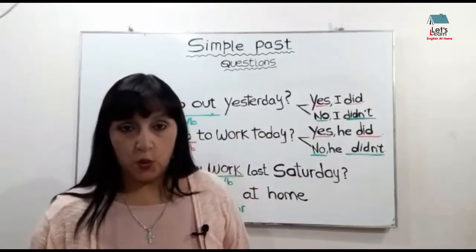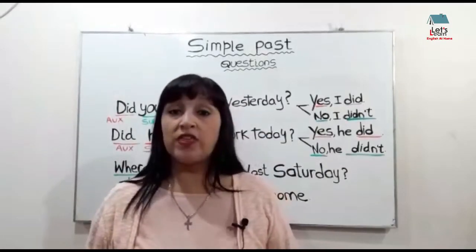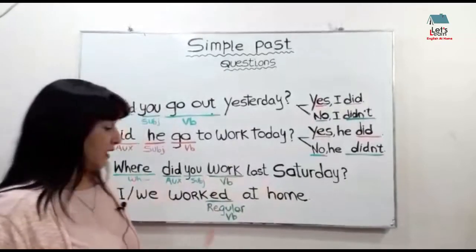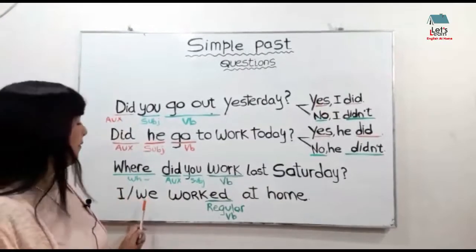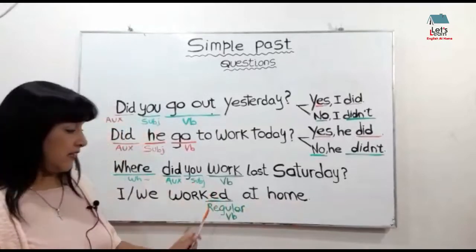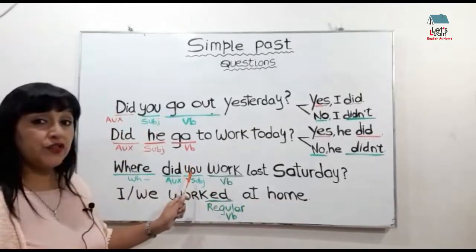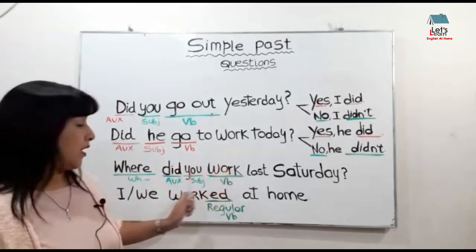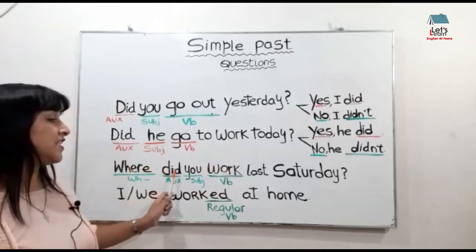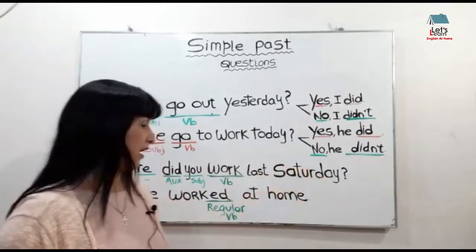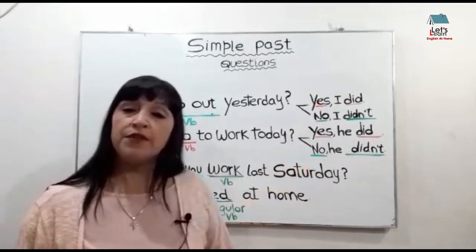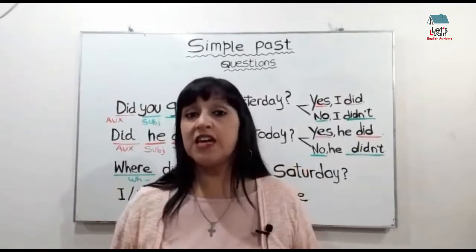This is not a yes-no question. It's a question that needs an answer with information. The information about where. So I will answer, I or we, remember, worked at home. Worked is a regular verb. In the question, I put it in the infinitive because I am using did that carries the past. Where did you work last Saturday? I worked at home.